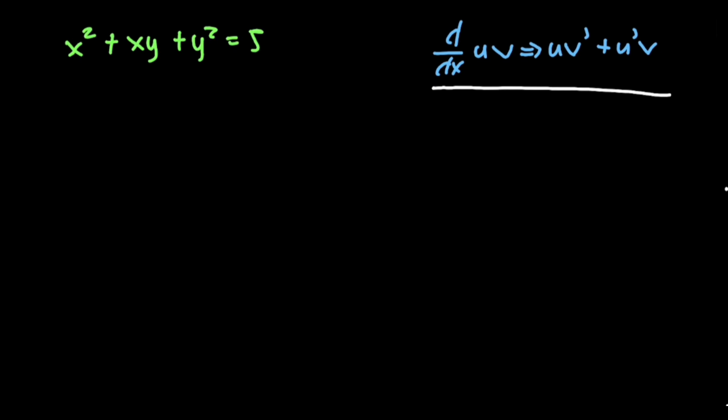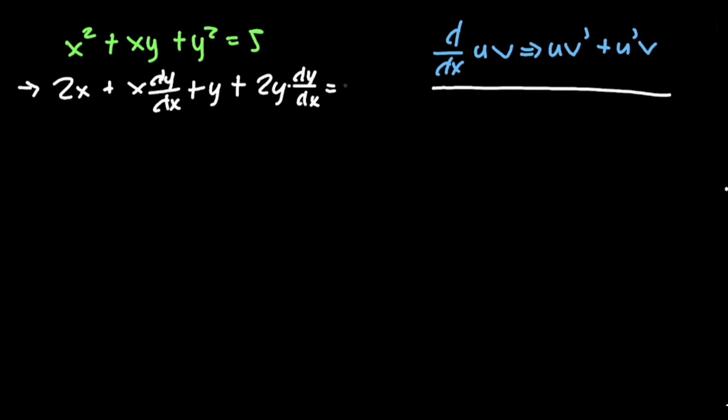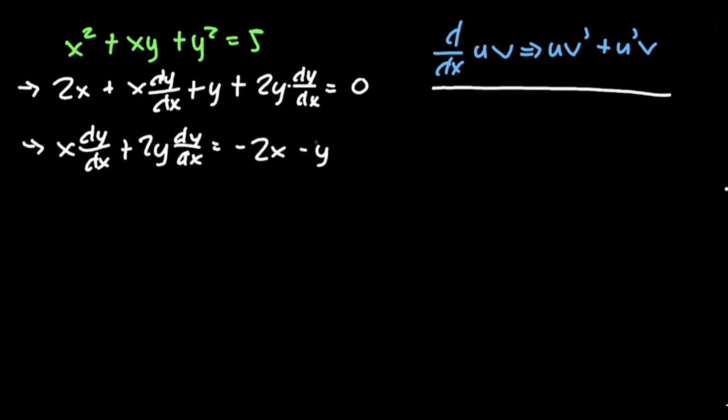Let's try this example. x squared plus xy plus y squared equals 5. Derivative of x squared is 2x. Derivative of x multiplied by y is x dy over dx plus y. And derivative of y squared is 2y multiplied by dy over dx equals derivative of any constant such as 5, which is 0. Isolate all dy over dx, which will be x multiplied by dy over dx plus 2y dy over dx is equal to negative 2x minus y.